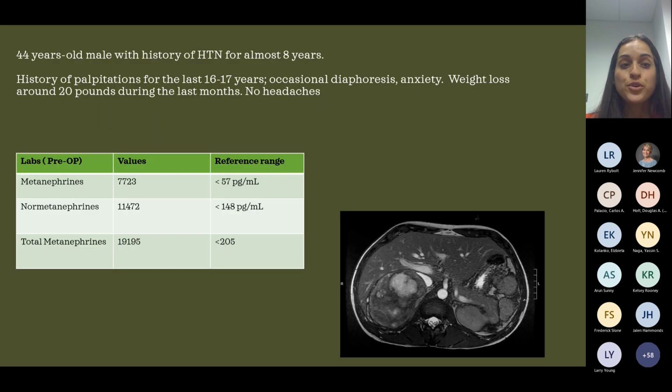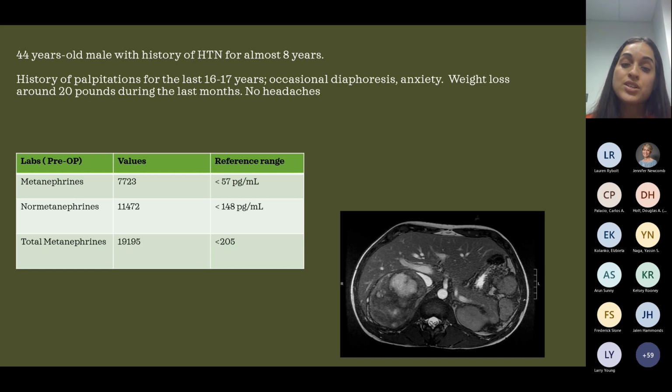This is a 44-year-old male with a history of high blood pressure for around 8 years, a history of palpitations for the last 6 to 7 years, occasional diaphoresis, anxiety, and weight loss of around 20 pounds during the last months, no headaches. What I just want you to see here in the laboratories is that the metanephrines, normetanephrines, and total metanephrines were pretty high, more than 2 to 3 times higher than the normal limits.